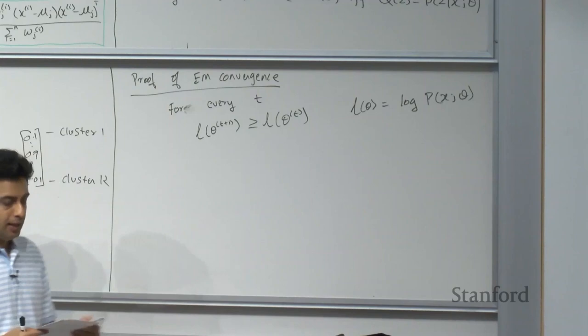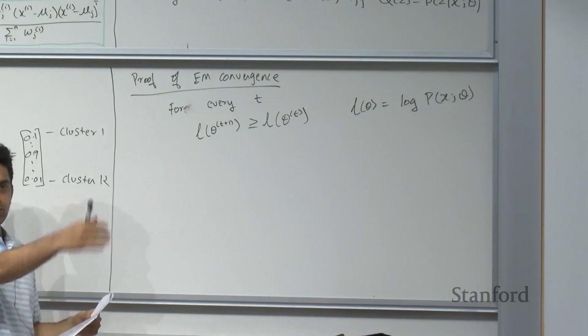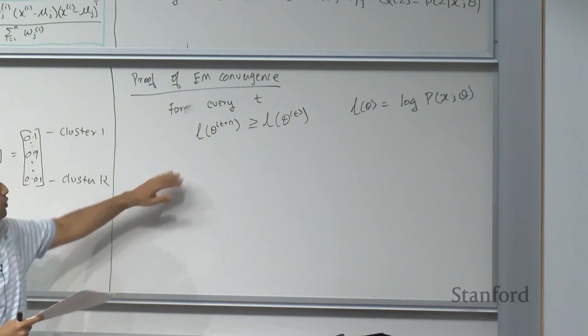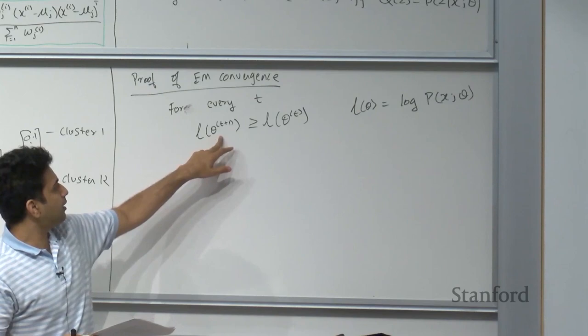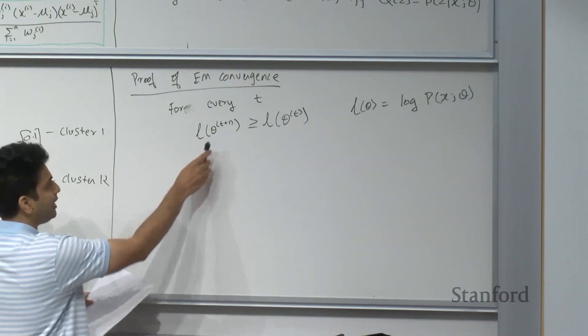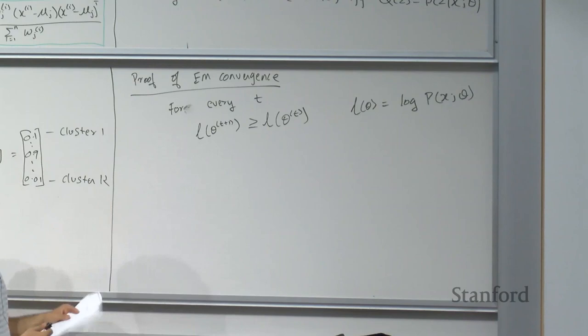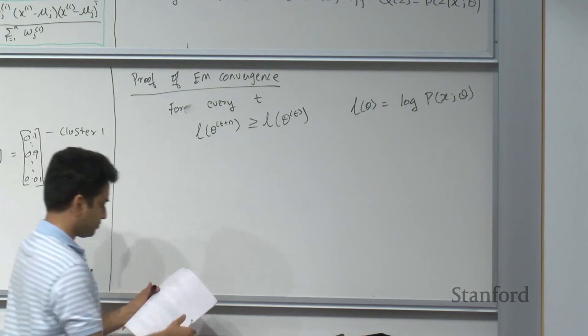And by showing this, and also by recognizing the fact that the log likelihood is bounded above, so the log likelihood cannot go off to infinity, using those two assumptions, we will make the case that because L is bounded above and because with every iteration we are increasing the value of L, eventually we will converge. And so what remains is to show this condition. And to show this condition, we will basically use the same reasoning that we saw with the diagrams over here. Right? So L theta t plus 1.